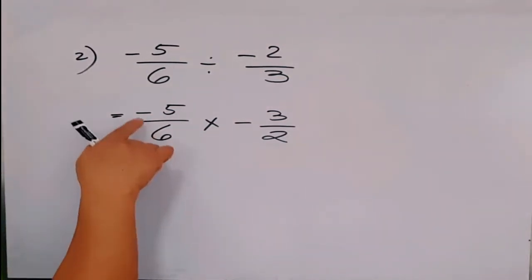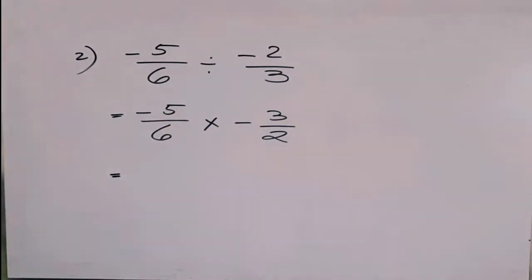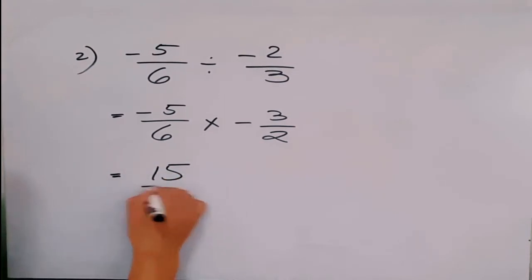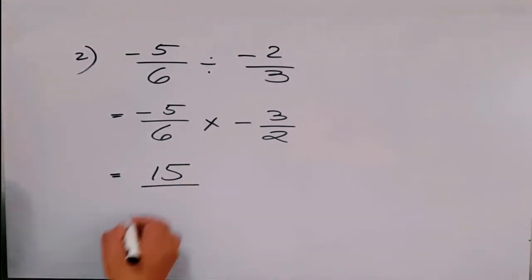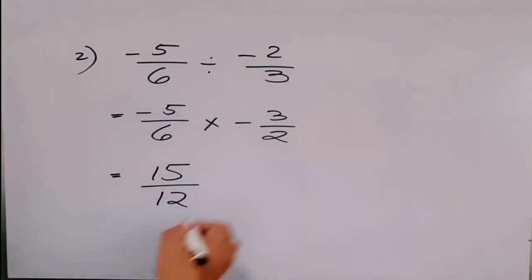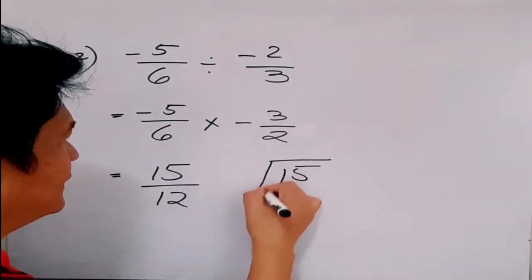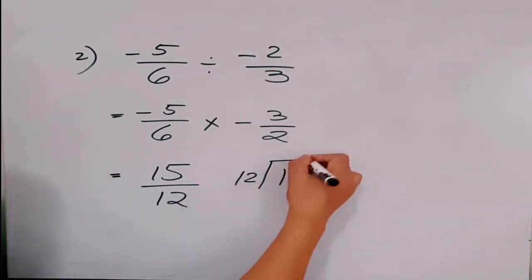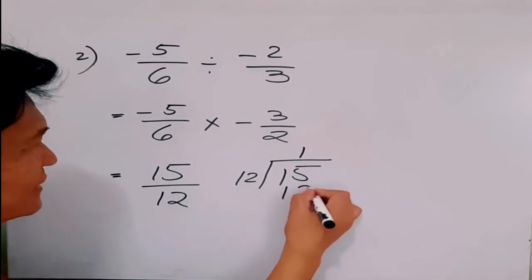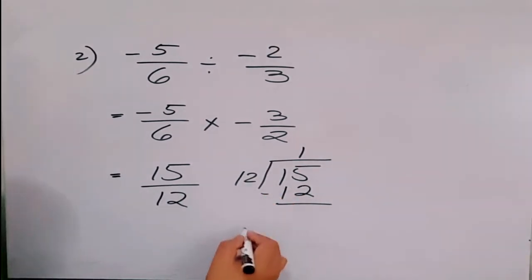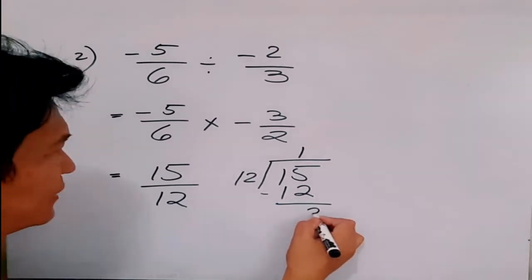Next is a negative times negative is positive, okay? A positive fraction, even without the positive sign before the fraction, is understood to be a positive fraction. So there's no need to write the positive sign here. So negative 5 and negative 3 is, again, 15. 6 times 2 is 12. So we have to reduce this. 15 divided by 12 is 1. 1 times 12 is 12. And then we subtract. 15 minus 12 is 3.